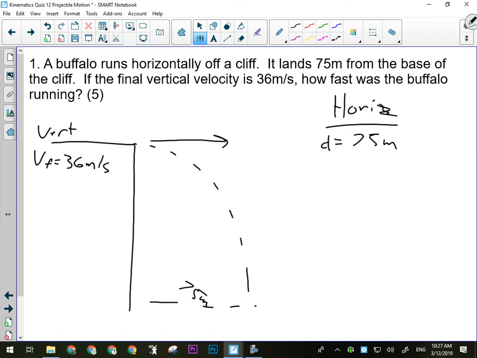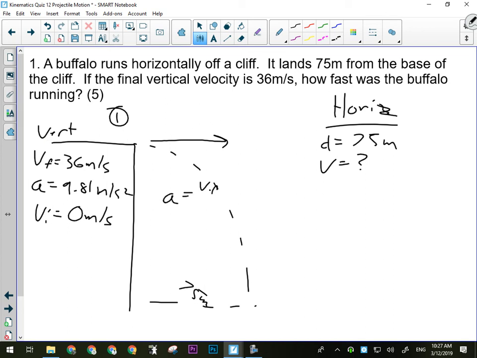All right, what else do I know that the question didn't tell me? I know acceleration, and I know velocity initial. One mark for Givens. If I'm going to calculate how fast the buffalo was running, that's the horizontal speed, what else do I need? Time. So I've got to calculate time using my vertical information because that's where I have enough information to do it. The formula I'm going to use is A equals VF minus VI over T, and I'm going to manipulate it for T, so it'll be VF minus VI over A. Give them a mark for that.